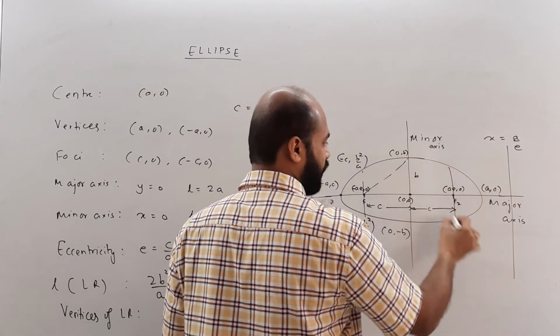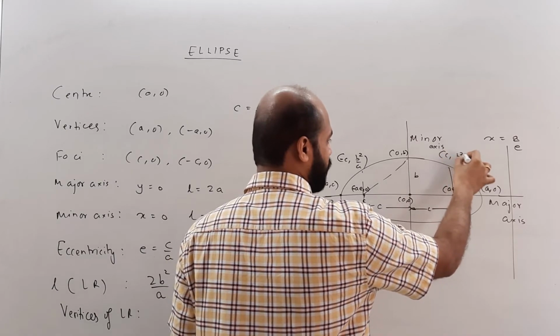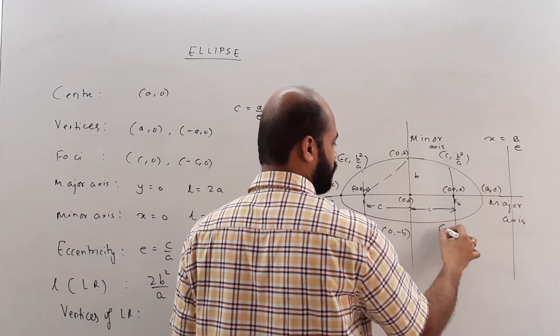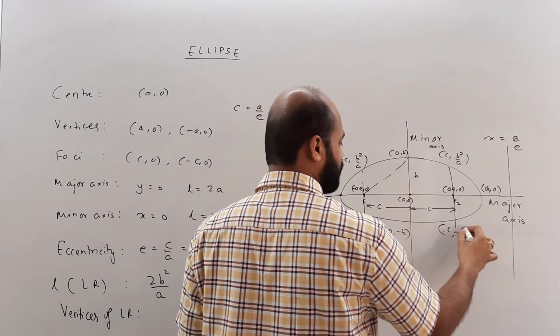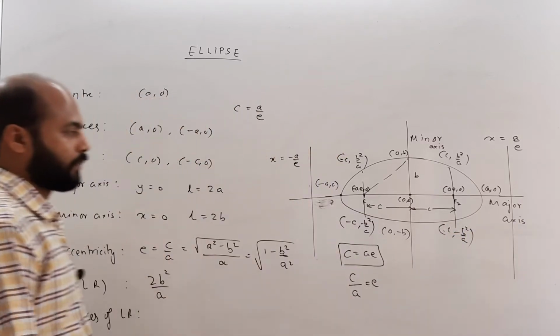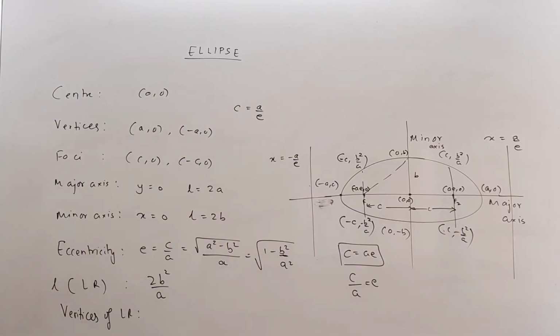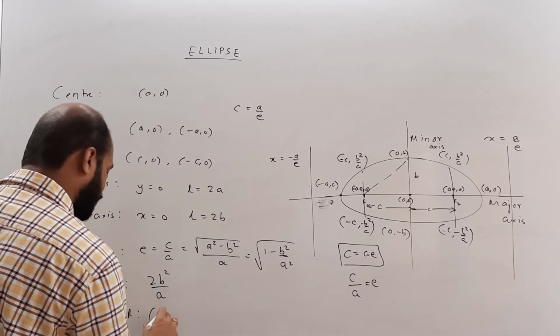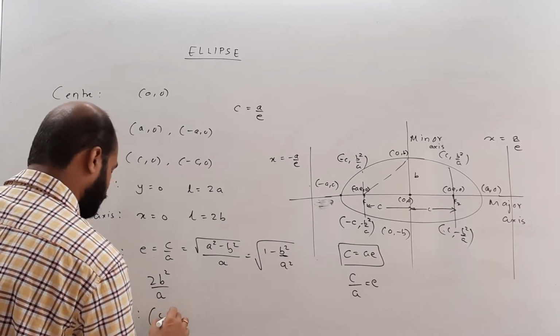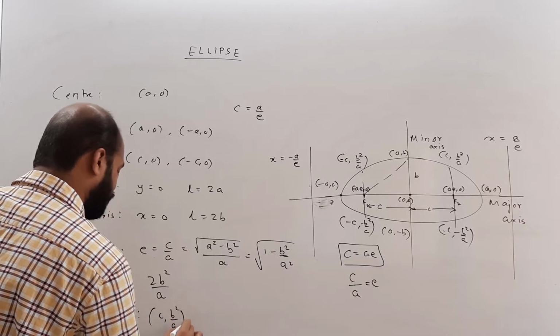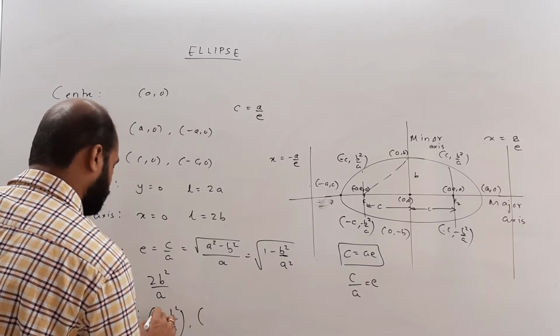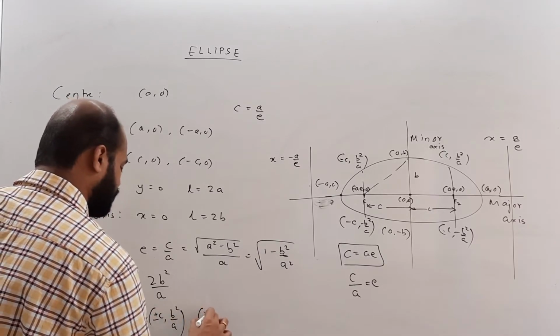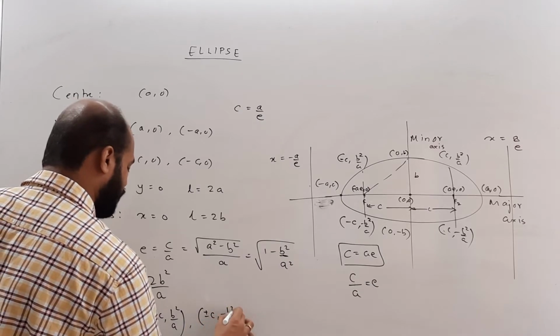Similarly, if you want to find these coordinates, this is going to be (c, b square by a), and this is going to be (c, minus b square by a). So we have located the entire ellipse now. So we can write these as (plus minus c, b square by a) and (plus minus c, minus b square by a).